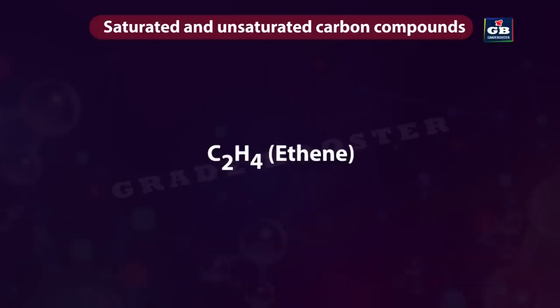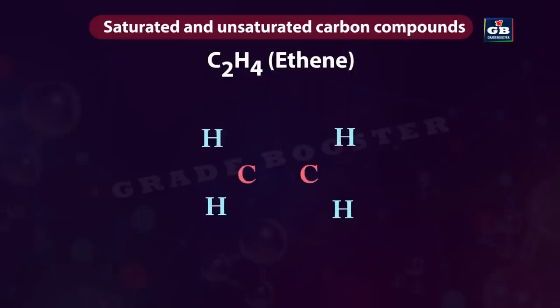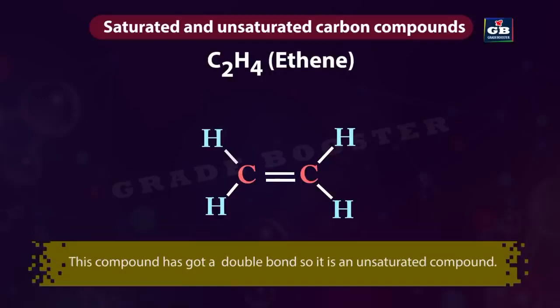Now let us write the structure of C2H4, ethene. First link carbon with carbon using a single bond. Then link 2 hydrogens with 1 carbon and 2 with the other. The valencies of hydrogen are satisfied, but the valencies of carbon atoms are not satisfied. Now draw another line between the 2 carbons. Now the carbon valency is satisfied. Now this compound has a double bond, so it is an unsaturated compound.